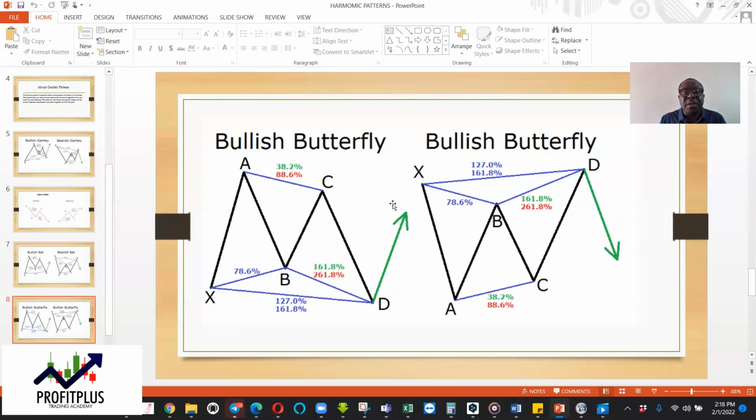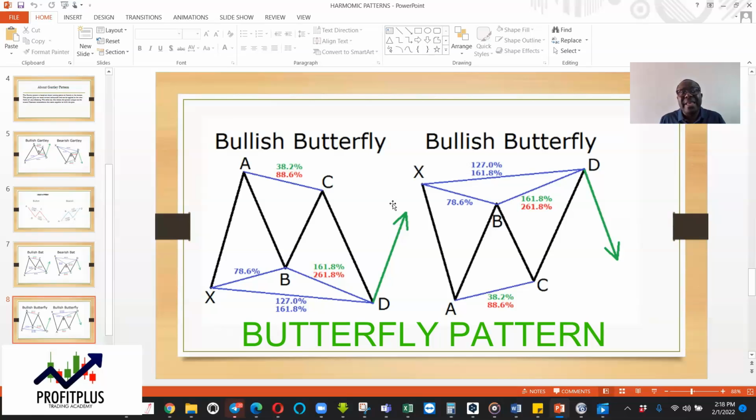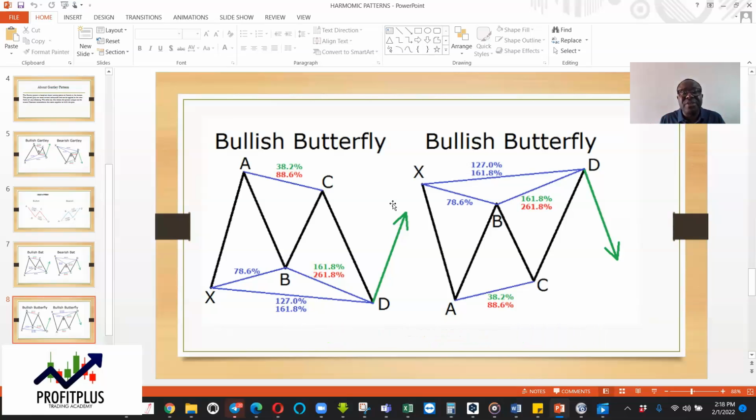Now, the next pattern is the butterfly pattern. I like the butterfly pattern because it has a higher level of retracement. It retraces deeper than the Gartley and the BAT pattern. The price makes the first impulsive price action from X to A. The BAT pattern tells you it will retrace between 38 and 50%. In the Gartley pattern, the requirement must be 61.8%. But the butterfly pattern has a deeper level of retracement.